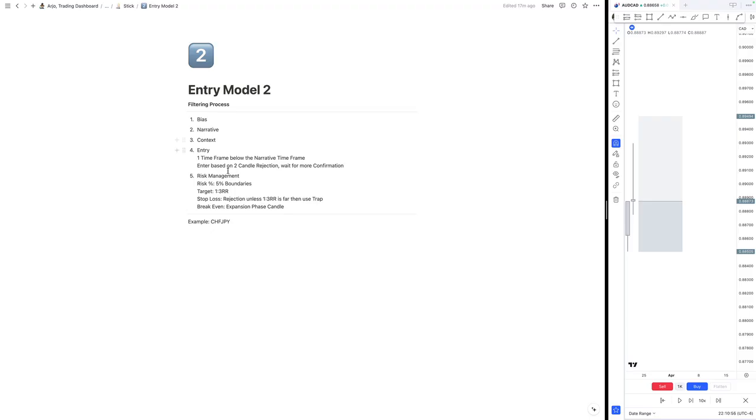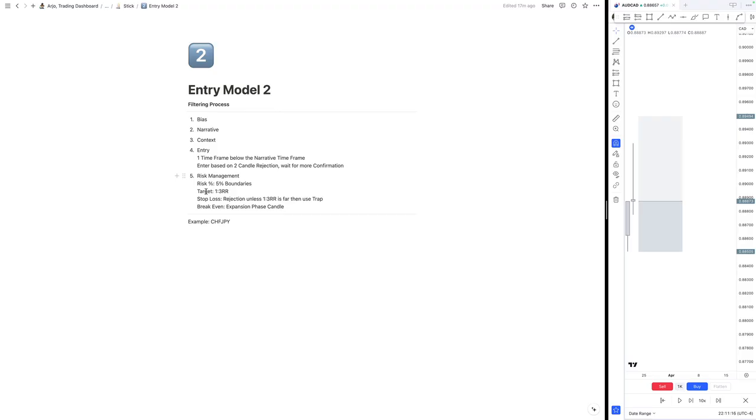Now, risk management, risk percentage, again, 5% boundaries. Target is a 1 to 3 RR actually. Stop loss at the rejection, unless 1 to 3 RR is far, then use the trap or target a 1 to 2 as well. Now, break even, again, same thought process, expansion phase candle.